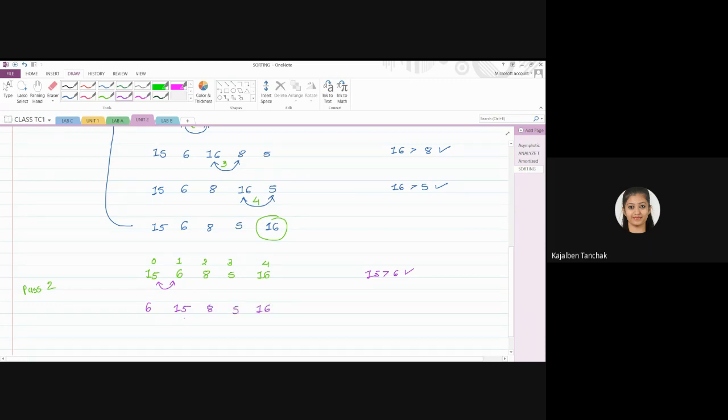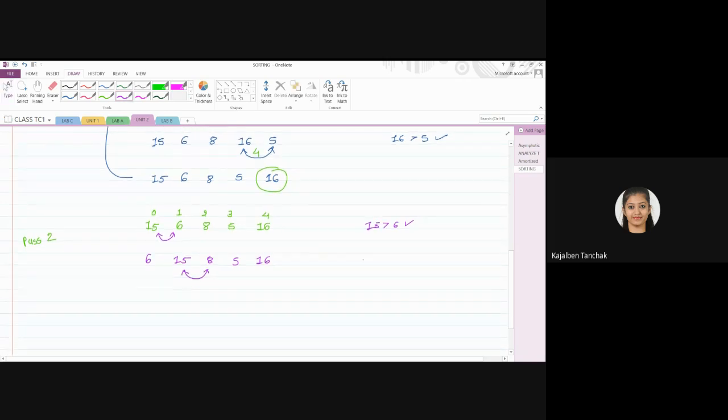Right. Next, you will compare 15 with 8. Is 15 greater than 8? Yes, this condition is true. So you again will swap these two. 6, 8, 15, 5 and 16.